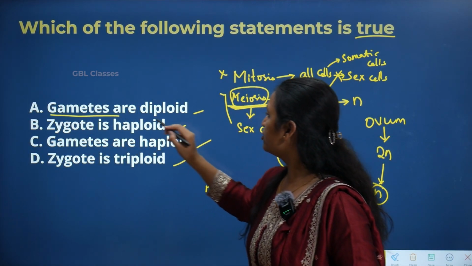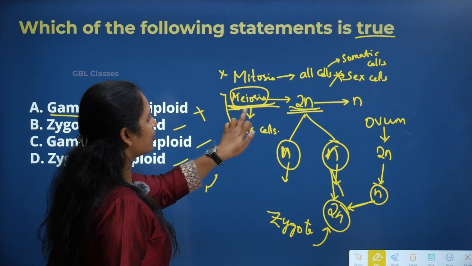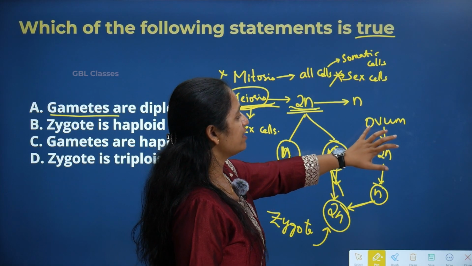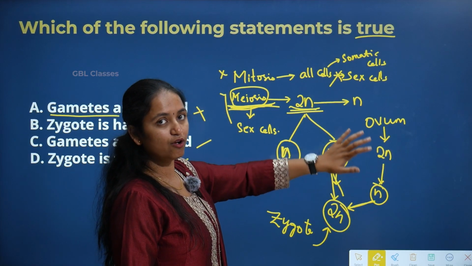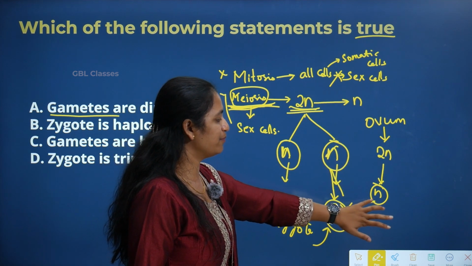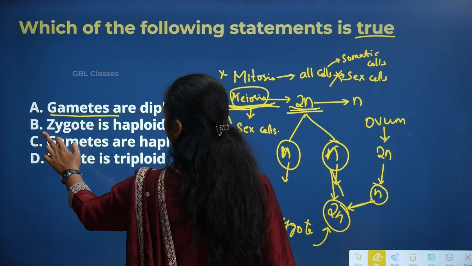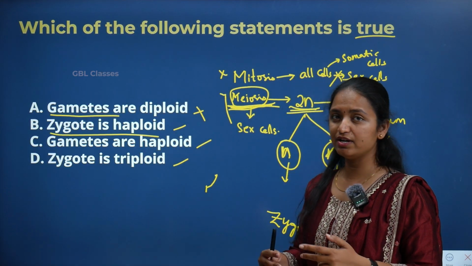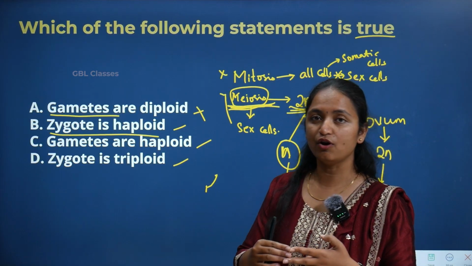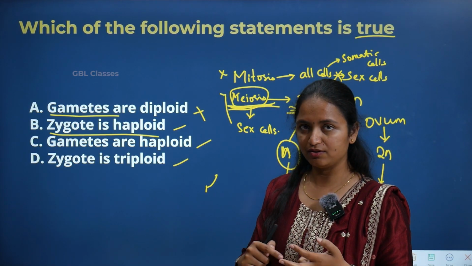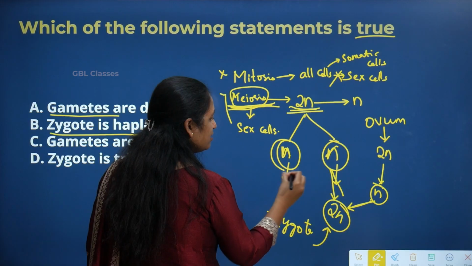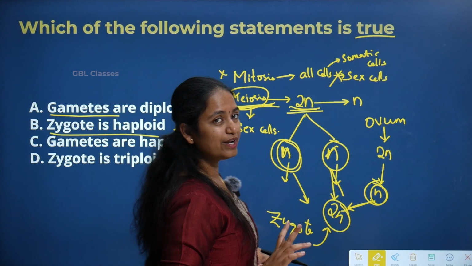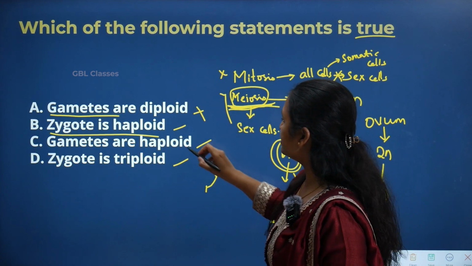Gametes are diploid? No. Gametes are haploid because of the process of meiosis. Even the sperm cells are haploid in number, whereas the ovum cells, the female gametes, are also haploid in nature. Next, zygote is haploid? No. Zygote is formed as a result of fertilization. Fertilization is the process of fusion of male and female gametes. Each gamete has the haploid number, and together they fuse and form 2n, that is diploid. So this option is also wrong.